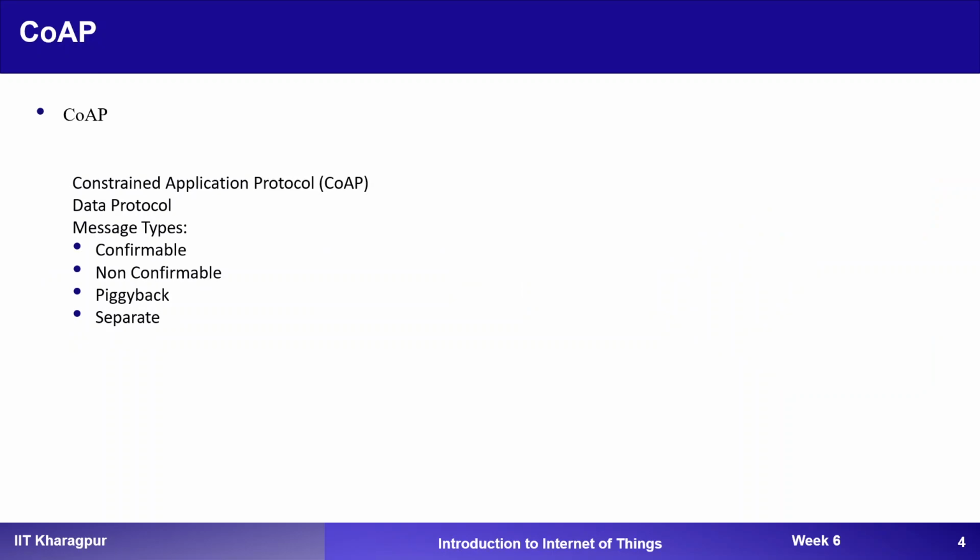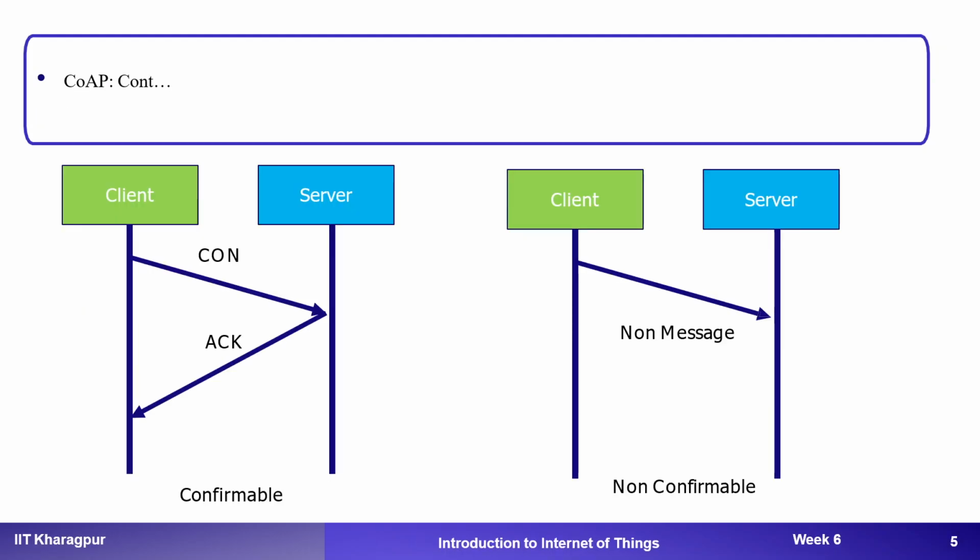Next one is your CoAP. CoAP stands for Constrained Application Protocol. It is also a data protocol, and there are various types of messages that we use in the CoAP protocol. That is the confirmable message, non-confirmable message, piggybacking, and the last one is separate. Now I'll tell you what these different types of messages are.